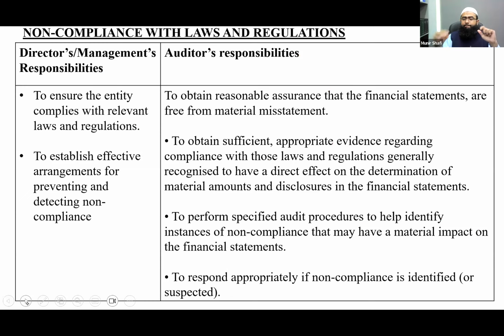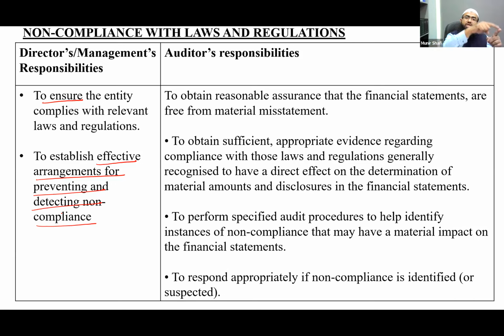See, directors' responsibilities and auditors' responsibilities, management responsibilities. So first of all, they are the ones who are responsible to ensure that the entity complies with all the relevant regulations and legislations. Then they are responsible to establish effective arrangements for preventing and detecting the non-compliances. It's the management who should tell which laws have been non-complied, which laws have been violated, because they are the ones who are running the company. They are the ones who should know in the first place which law has been violated.